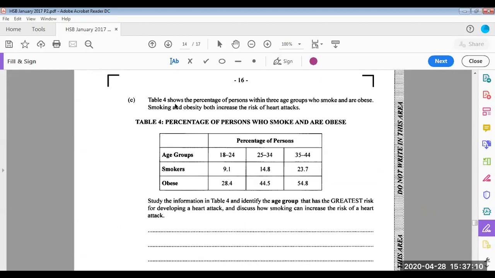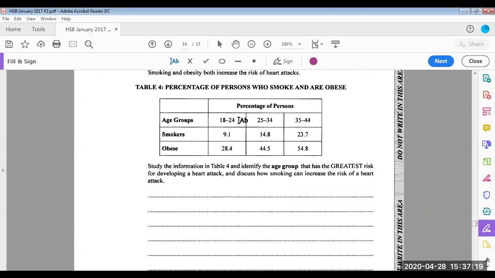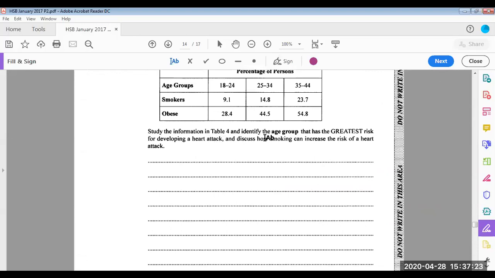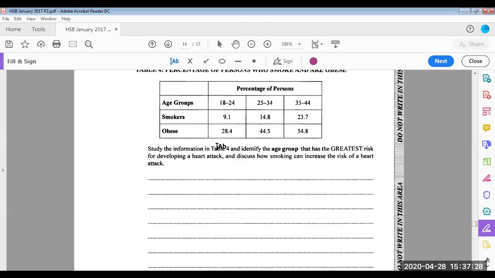C. Table 4 shows the percentage of persons within 3 age groups who smoke and are obese. Smoking and obesity both increase the risk of heart attack. Study the information in table 4 and identify the age group that has the greatest risk for developing a heart attack. Which age group? Which one has the highest figure? 35 to 44. Okay.